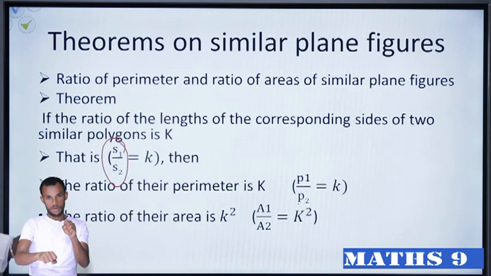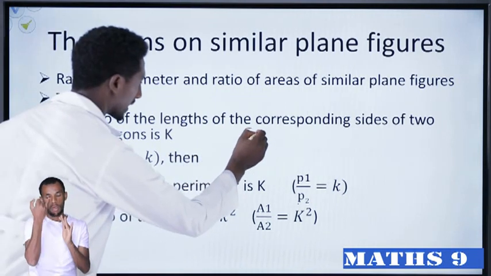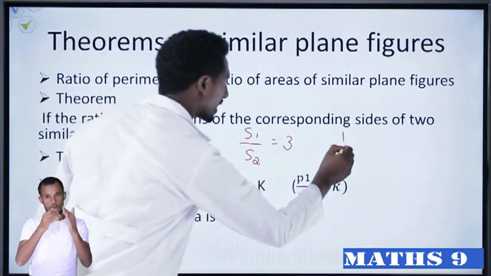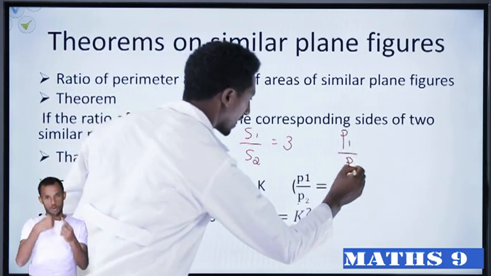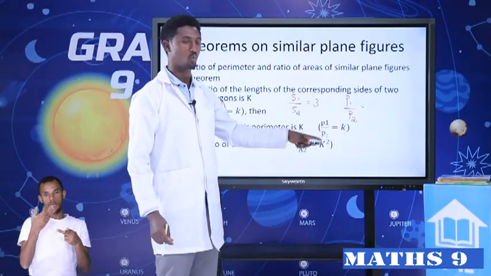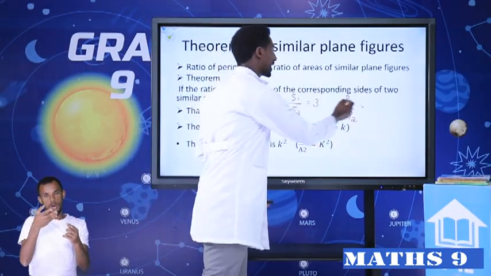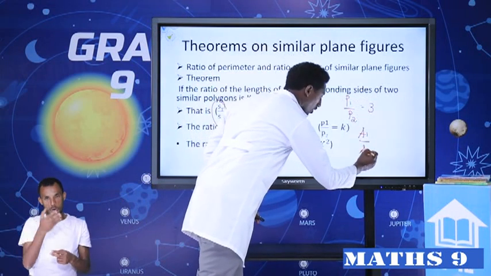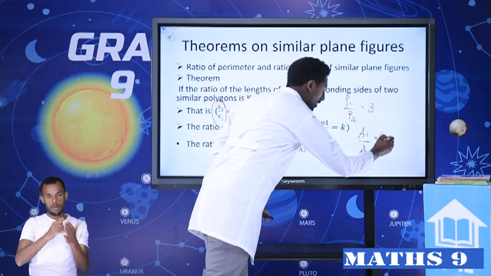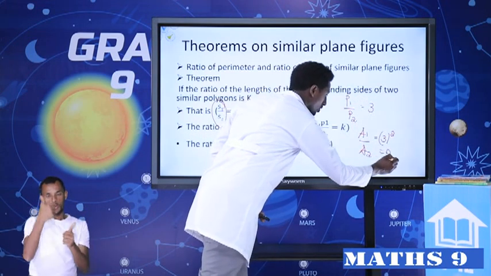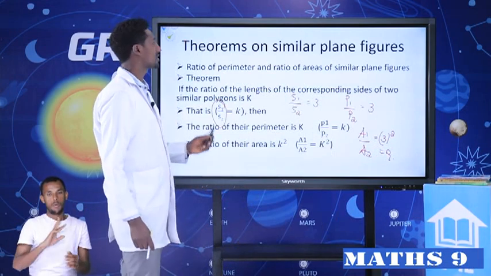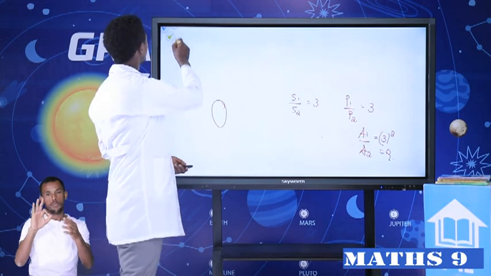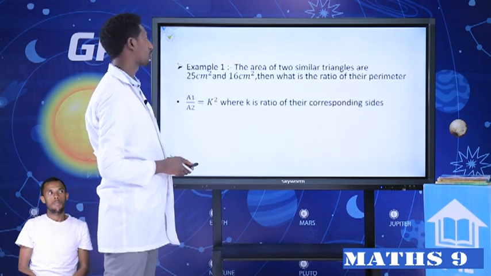For example, if the ratio S1 over S2 equals 3, what will be the ratio of P1 to P2? The ratio of perimeter of the first one to the second is the same as the side, that is 3. And the ratio A1 over A2 equals k square, that is 3 squared, which is equal to 9. So you can apply this theorem to evaluate related problems.